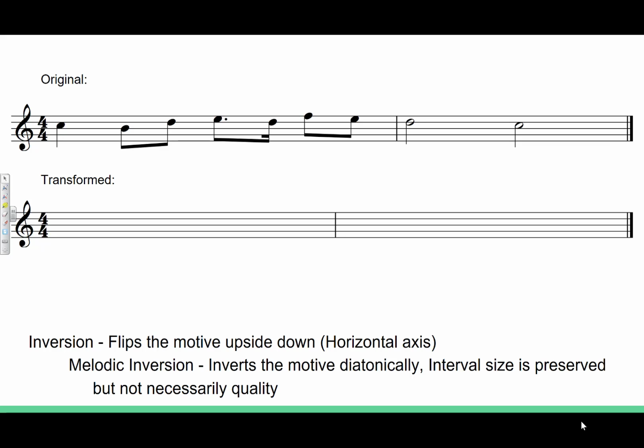From note 1 to note 2 is a second going down, which means that the transformed melodic inversion will be a second going up. Look at the 2 eighth notes. We have a third ascending, so our 2 eighth notes in the transformed melody will be a third descending. Let me show you what I mean. Here is an example of a melodic inversion.